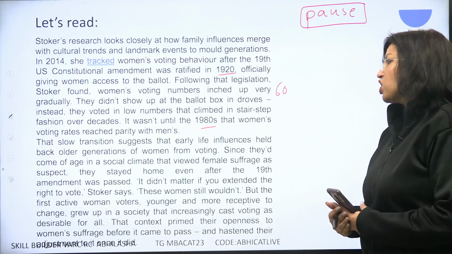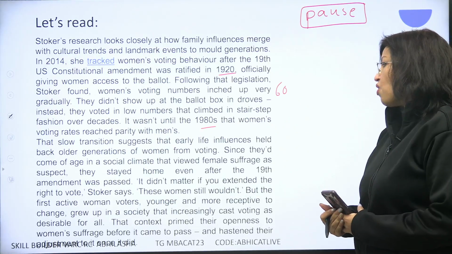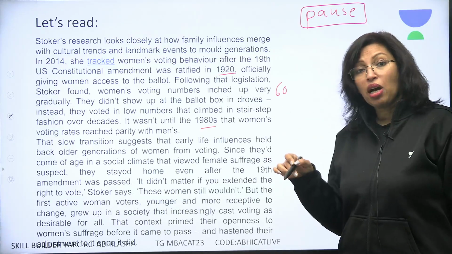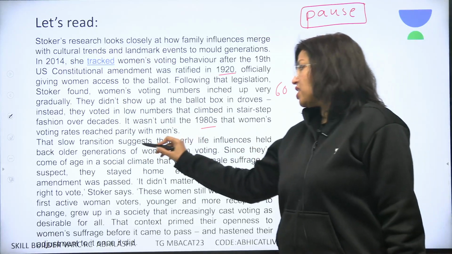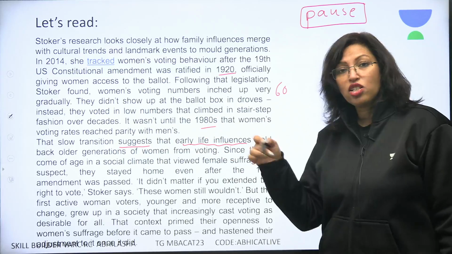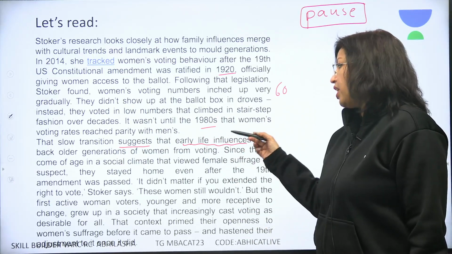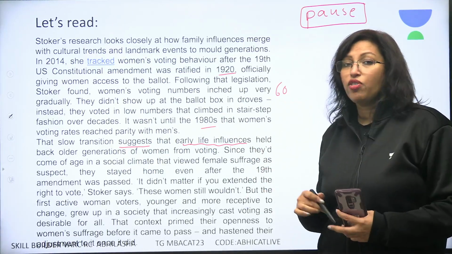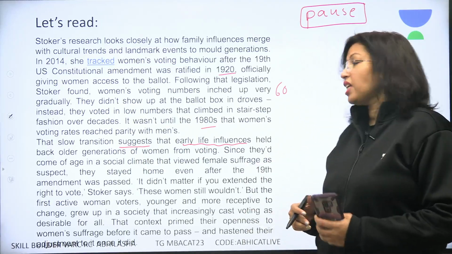That slow transition suggests that early life influences held back older generations of women from voting. So this slow transition, that means such few women coming out to vote and only later lots of women started voting, it tells us that early life influence, anything that has happened to you in your early life, held back generations of women from voting. So they did not like to vote because in their families they would have heard women don't vote, voting is not good, it is not a woman's right, and so on.